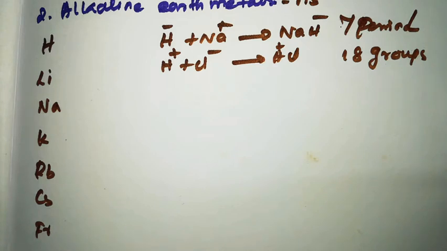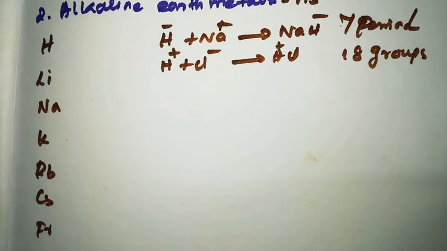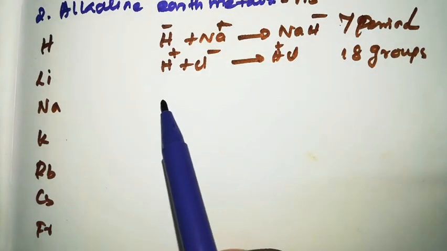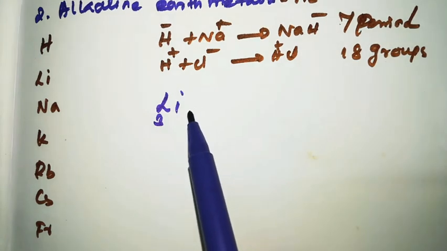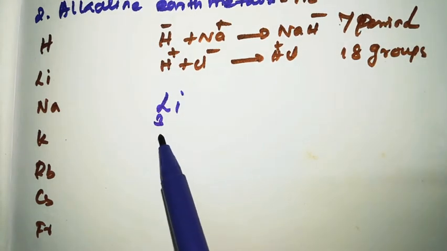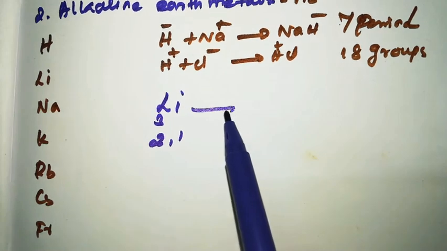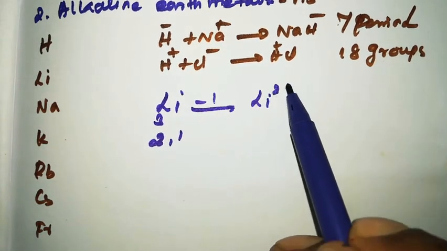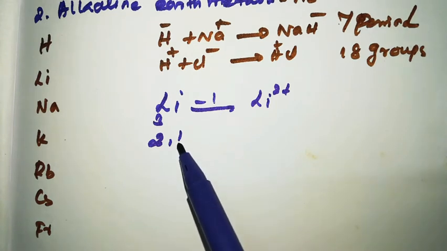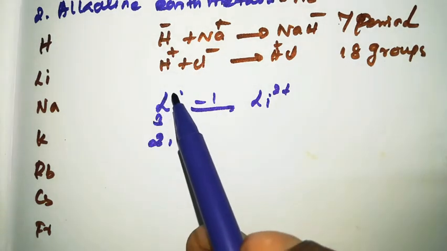For example, lithium's atomic number is 3, so the electronic shell configuration is 2, 1. Loss of one electron from the outer shell gives Li plus. How many electrons are lost from the outer shell? Only one electron. So lithium is monovalent.